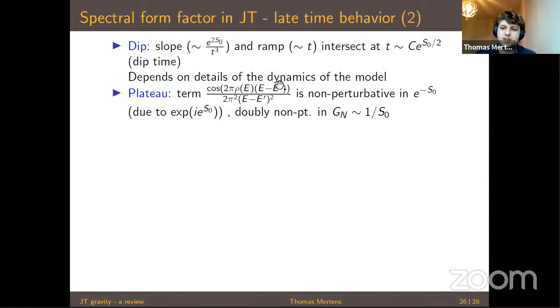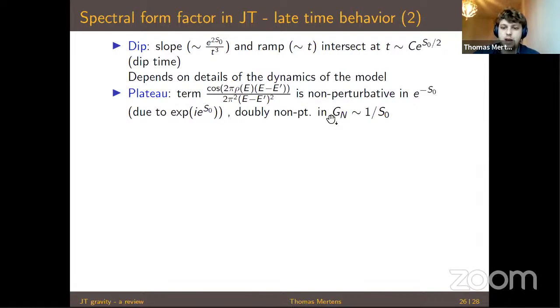And this comes from this second contribution to the sine kernel. So I split the sine kernel in two. This was the second piece. Now this piece is non-perturbative in e to the minus S0. And this happens because rho of E has an e to the S0 in it, but there's a cosine in front of it. So this is going like e to the i e to the S0.